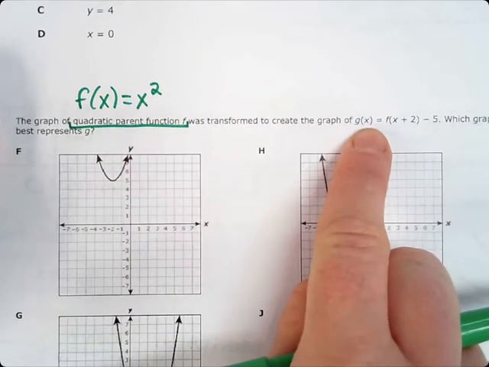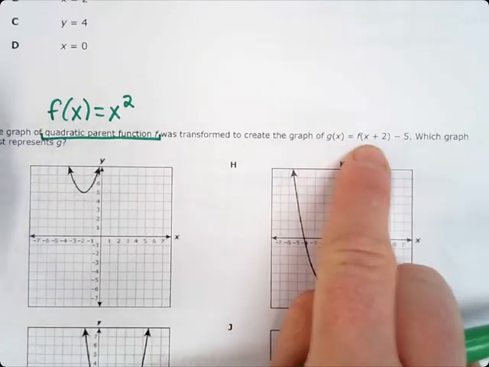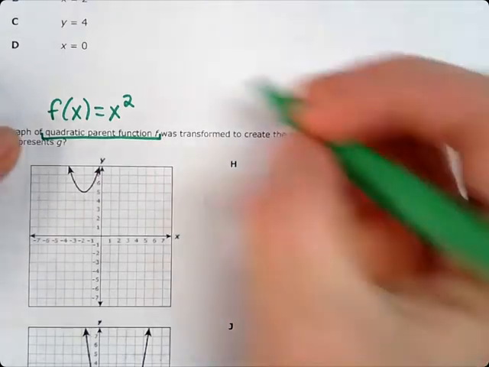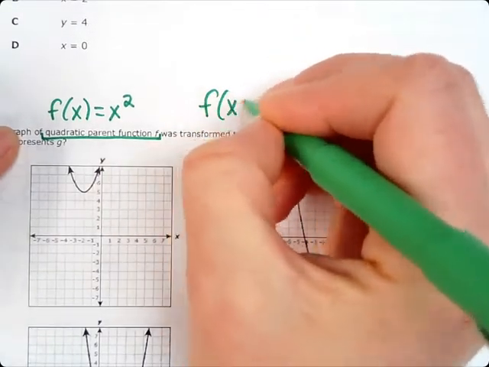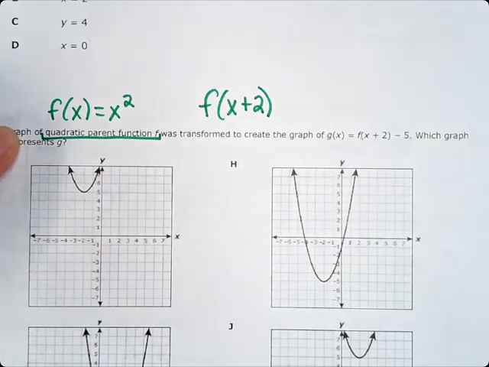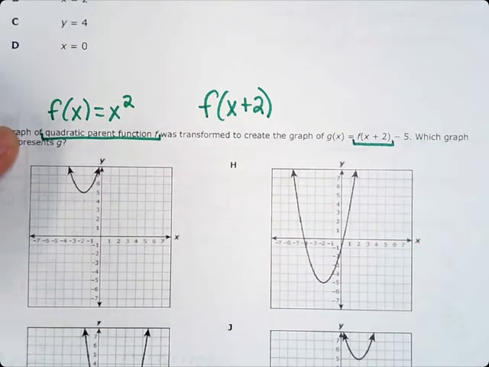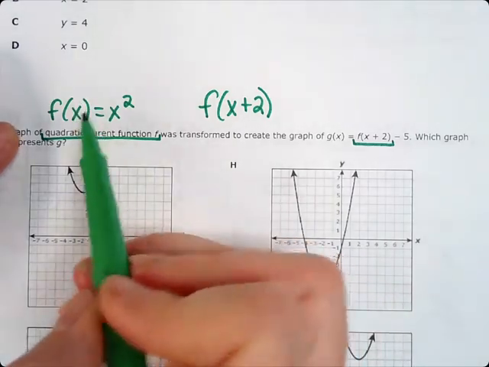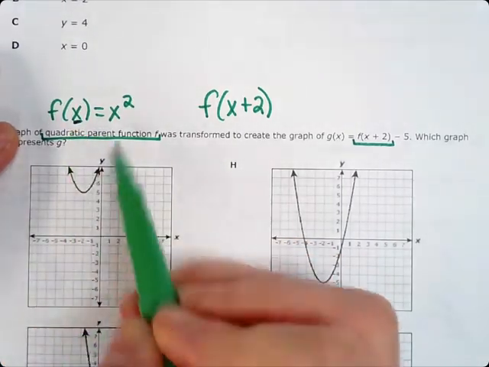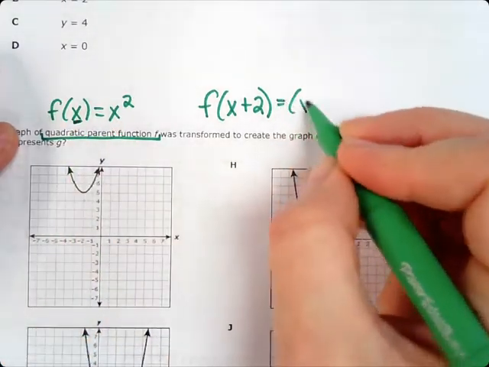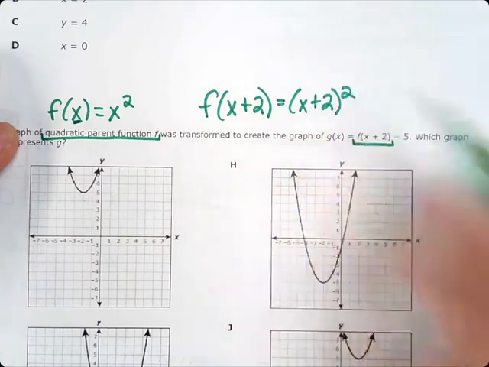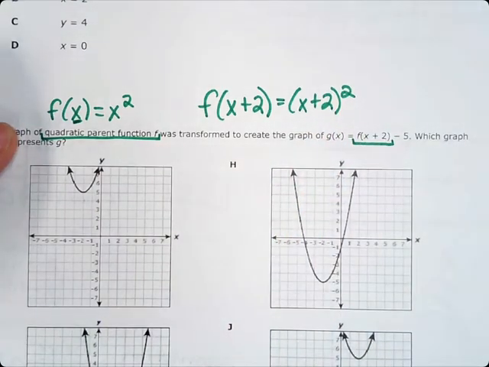For g of x, see how it says f of x plus 2? We need to find out what f of x plus 2 is so that we could input something here. So instead of saying x and x squared, it's going to be x plus 2 squared. So we're doing some substitution there.